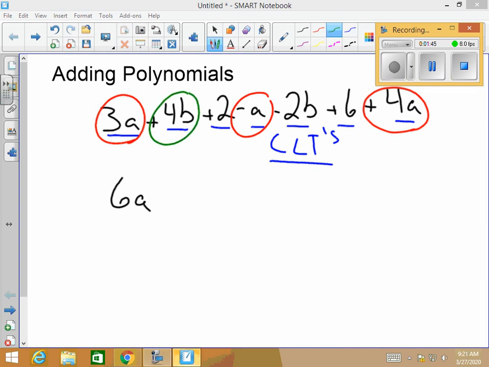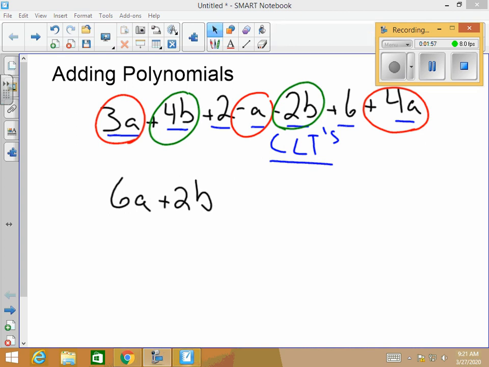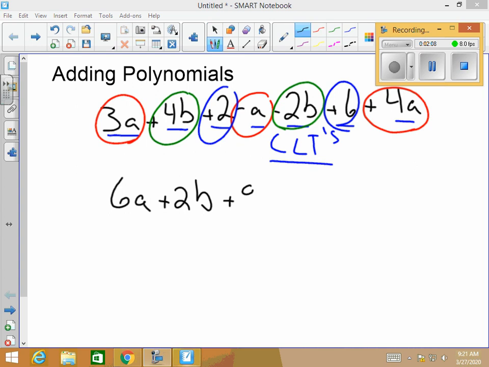And don't forget the signs. 4B. I have a minus 2b, and that seems to be all the b's that I have. So 4 minus 2 is plus 2b. And then I have my constants, and my constants all stay with each other as well. So I've got a 2 here and a 6 there, and 2 plus 6 is 8. And that is my answer.